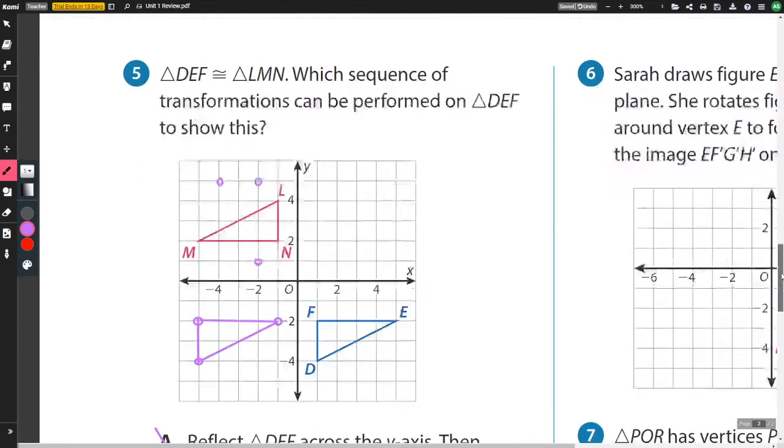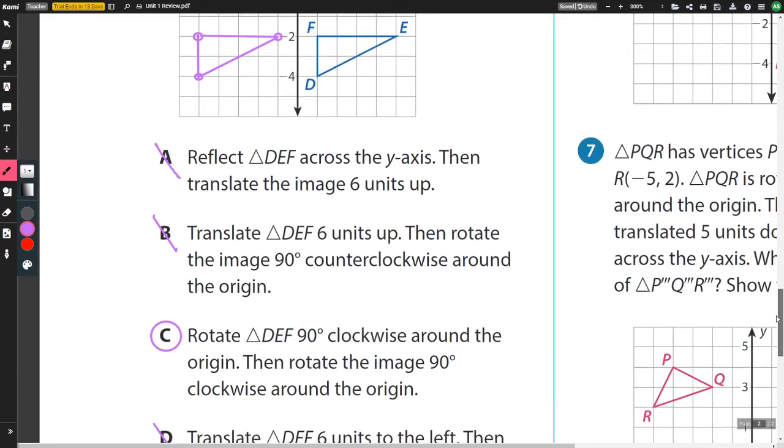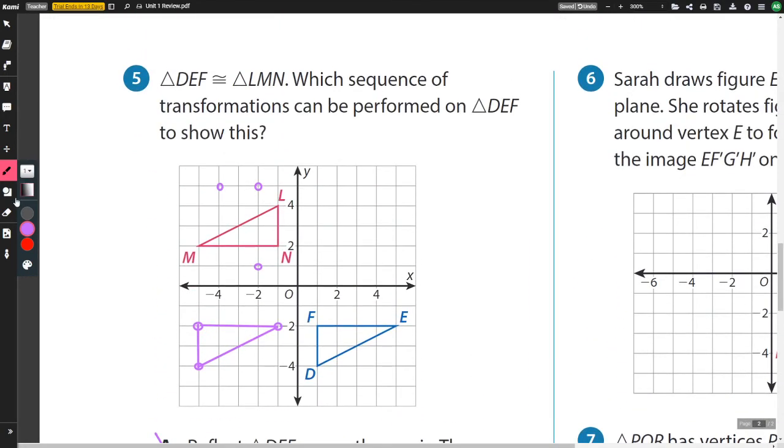And I'm just going to redraw that. I'm going to do it in a different color just to kind of show my work. Let's see, so we had 2 and 1.